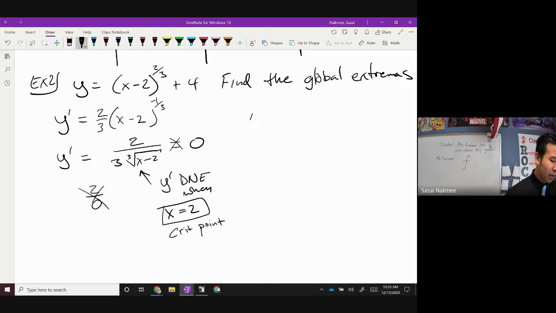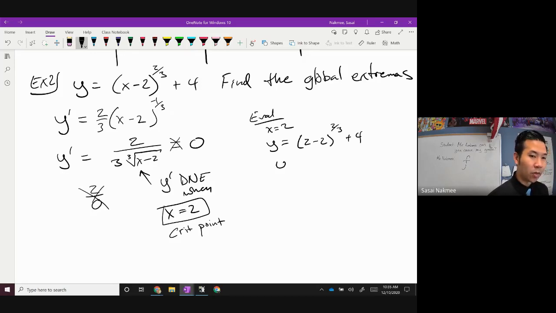So let's go ahead and evaluate that and see what we get. X equals 2 into the original function at the very top up there. I end up with y is equal to 2 minus 2 to the 2/3 plus 4. And I end up with y equaling 4. So I end up with the point (2, 4). And I need to figure out, is that a maximum or is that a minimum for my function?